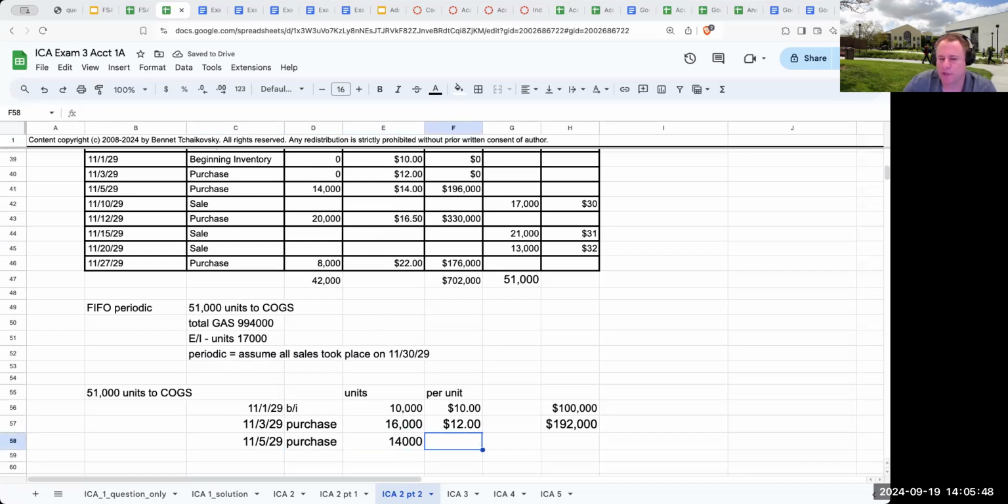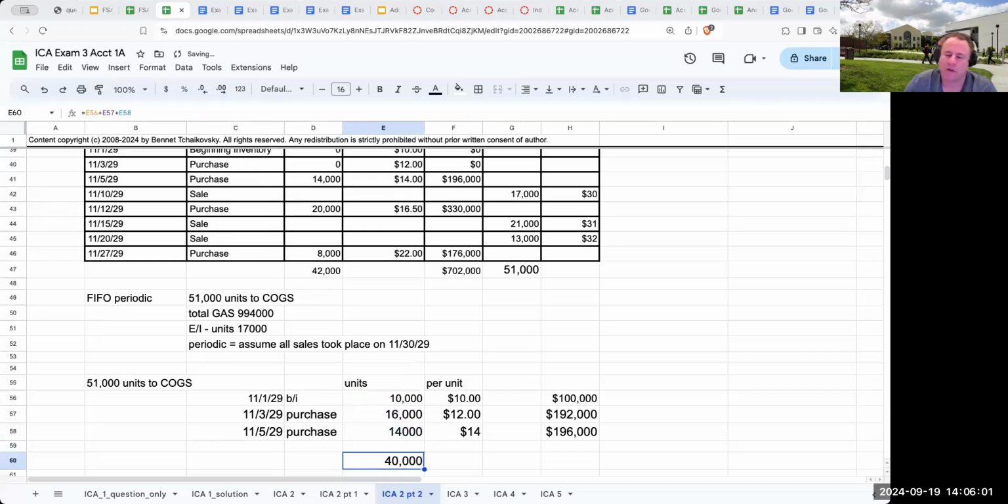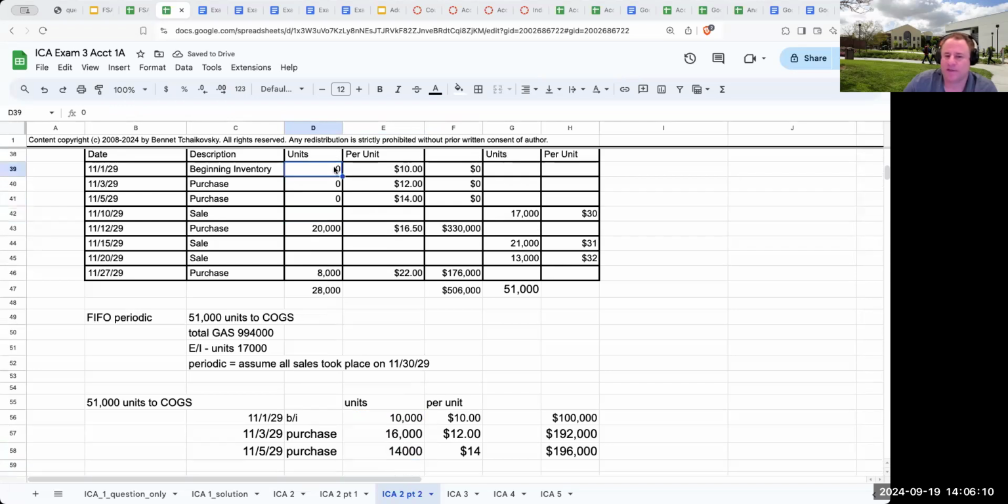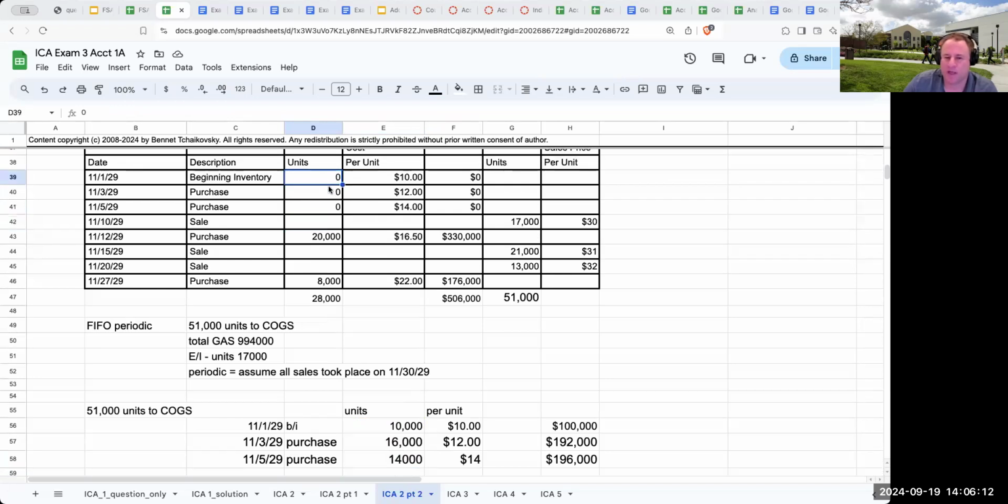And my per unit on the 14,000 was $14 per unit, for a total of 196. Now, in terms of units, I've got a total of 40,000 so far, right? I've taken this 14,000 over here. So there were 10,000 units in my beginning inventory, then 16, then 14. That's how we were getting to the 68, but I only need 51,000 units.